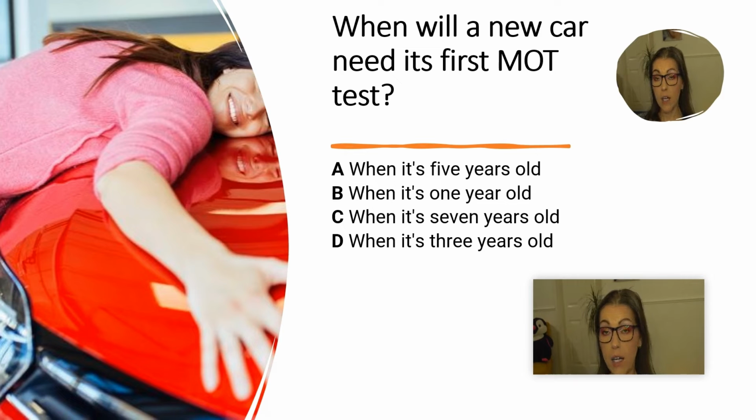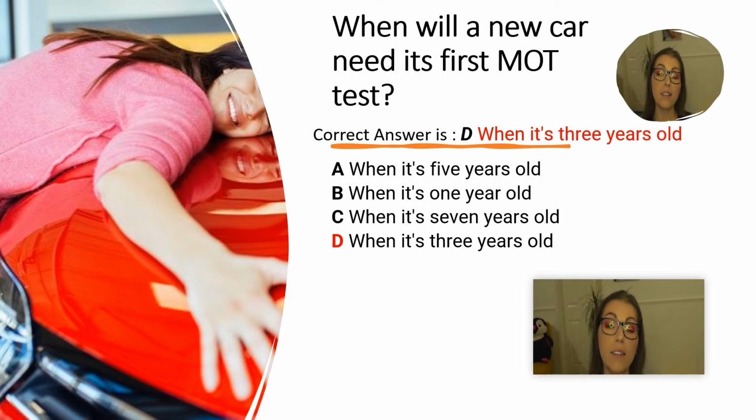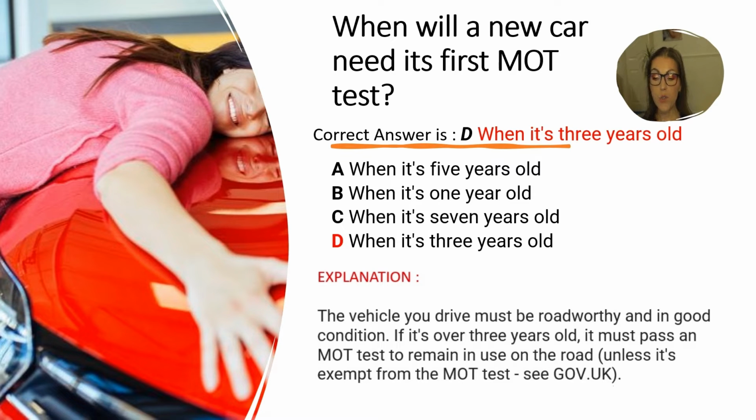Let's begin the countdown. 5, 4, 3, 2, 1. The correct answer is D, when the car is 3 years old. Explanation. The vehicle you drive must be roadworthy and in good condition. If it's over 3 years old, it must pass an MOT test to remain in use on the road, unless it's exempt from the MOT test. For this, you can see the website gov.uk. Next question.